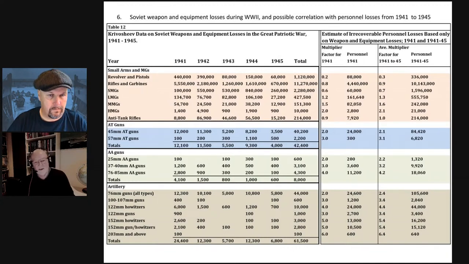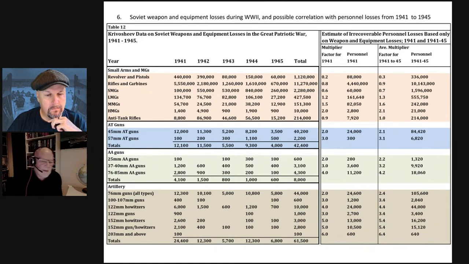Now, what's interesting here as well is that if, for example, Krivosheev says that he's suffered 3 million irrecoverable losses in 1941, then you've got to say, well, how can you lose 3 million soldiers and 5.5 million rifles? That doesn't make sense. That just doesn't make sense.